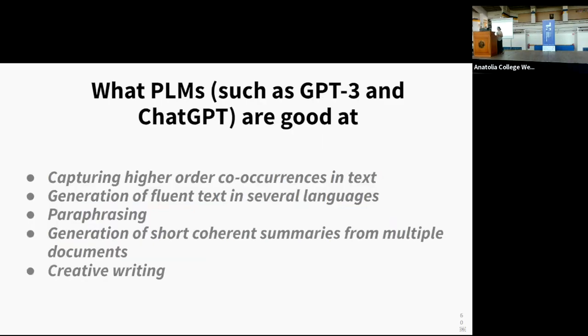So what are these large language models good at? They can be very good at capturing higher-order co-occurrences in text. They generate very fluent text in several languages. They're excellent at paraphrasing. They are very good at short, coherent summaries. And of course, in generating creative content.